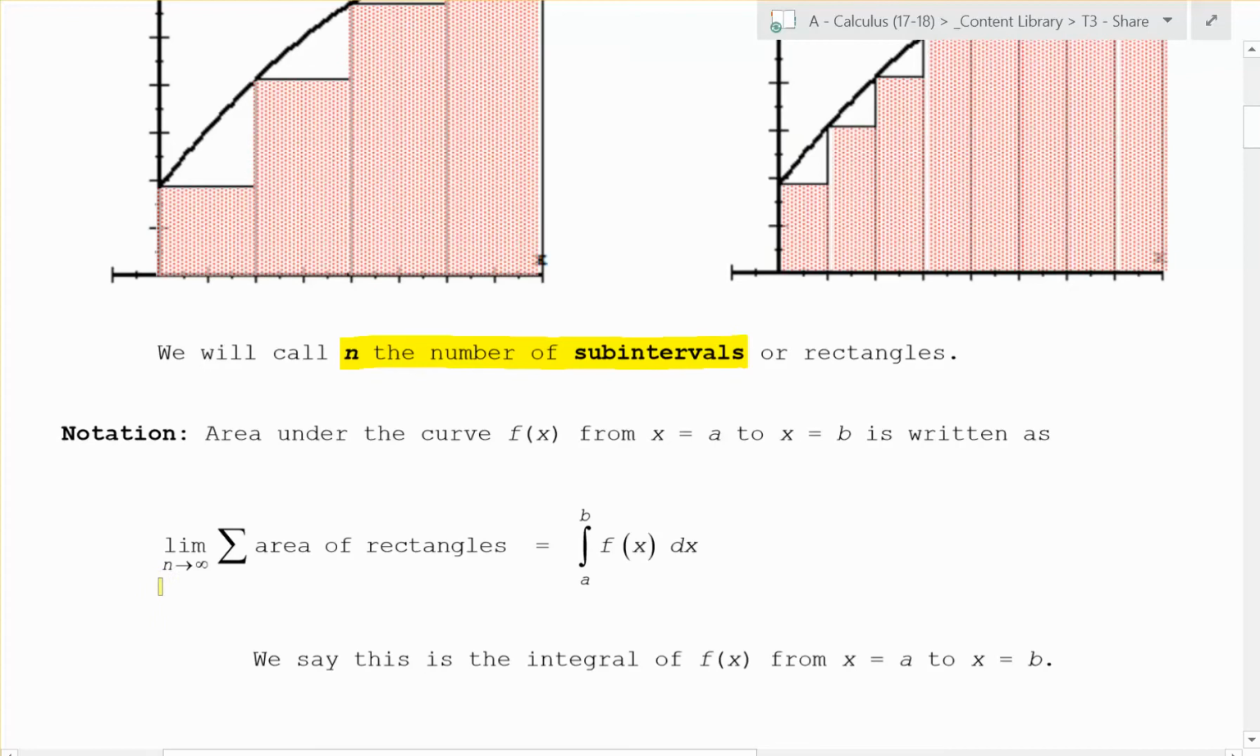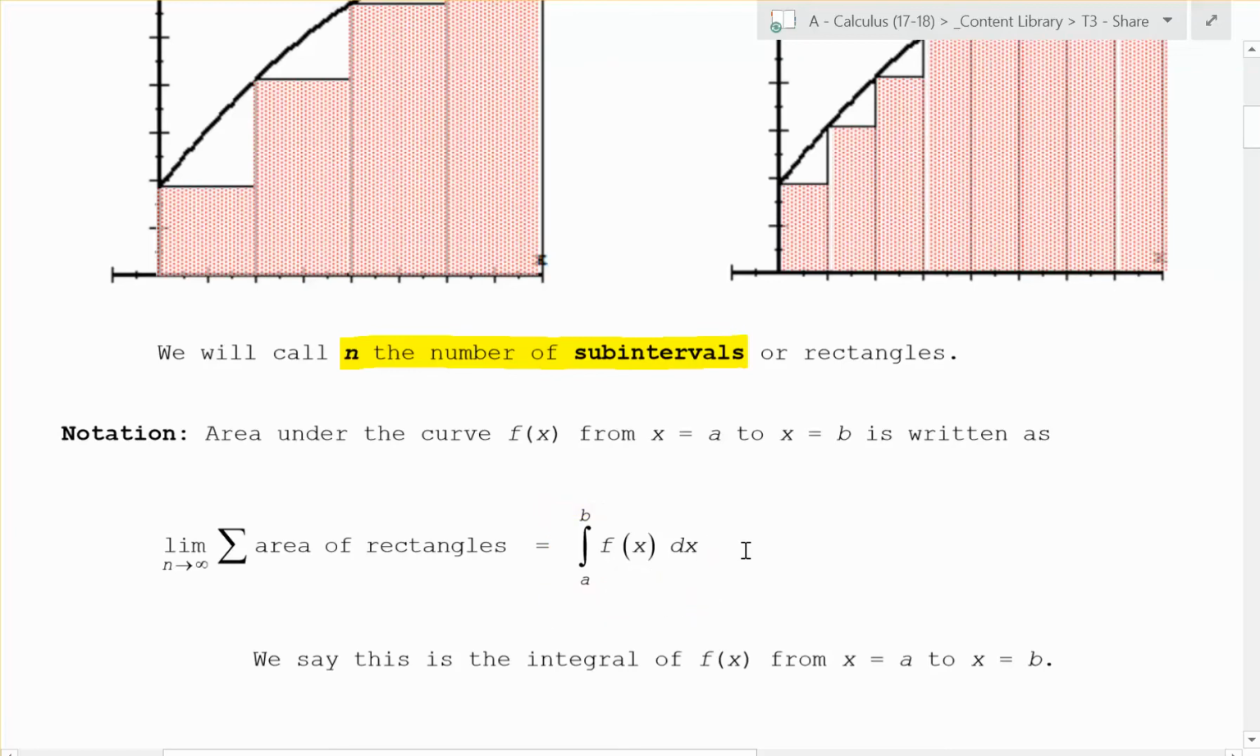As n gets really, really big, that little e sign right here means sigma, the sum of. So as n gets big, the sum of the area of the rectangles approaches the actual area under the curve. You can think of this as the actual area under the curve, and the curve is f of x, from A to B. So as n gets bigger and bigger, the sum of the rectangles gets infinitely close to the actual area under the curve, which is this right here. This is the actual area under the curve from A to B.